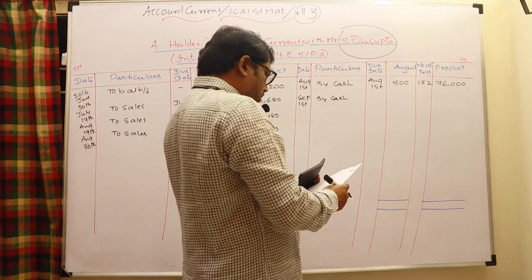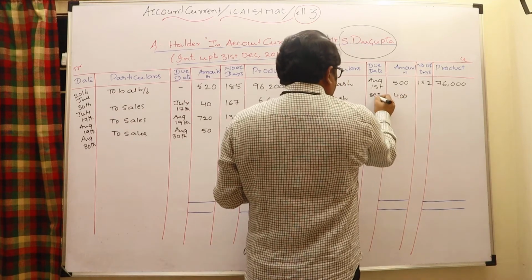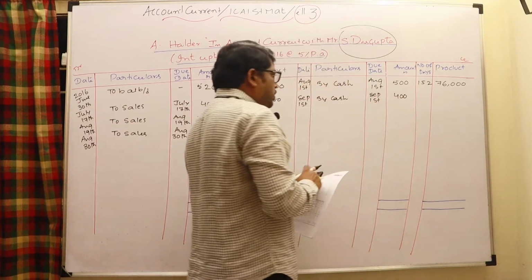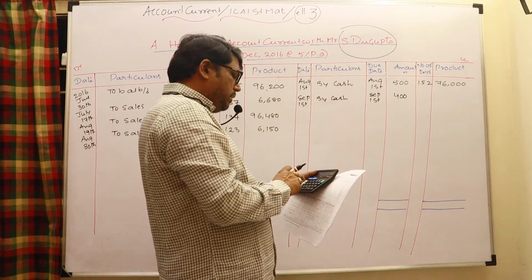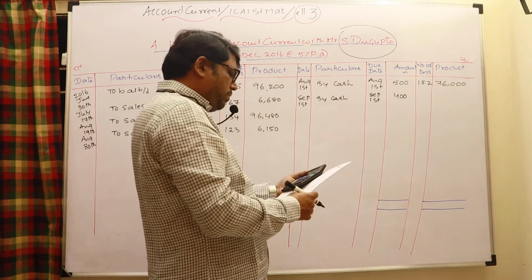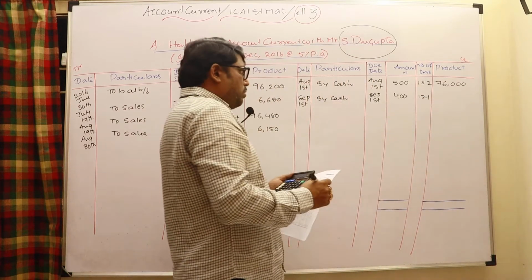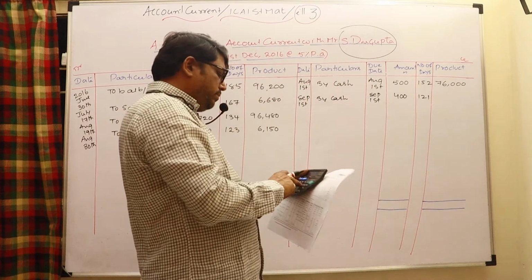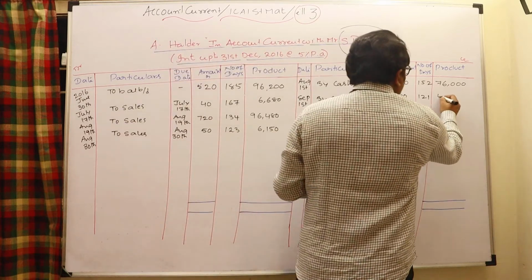By cash 400. No separate due date is given, so you can take the same transaction date itself as the due date. September 1st, in the sense in September 29 days, October, November, December. So the total number of days is 121. Get the product 121 into 400. The resulting amount is 48,400.